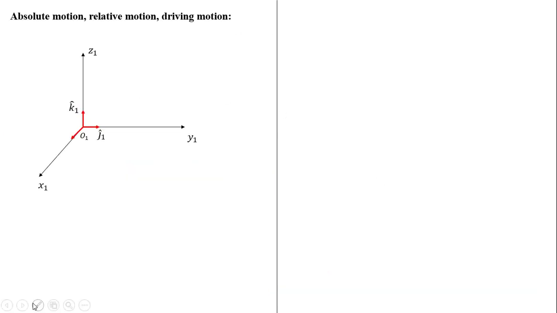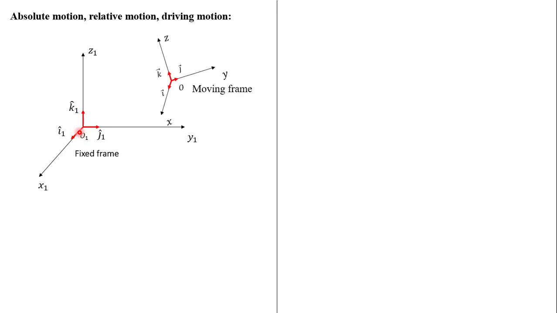Let's consider this frame at rest. So we have O1, X1, Y1, Z1, a frame which is at rest, it's not moving. We can say that this is a stationary frame. We can say that this is a frame at rest. Okay, and we have an observer at O1. So O1 is the origin of this frame, and we have an observer at O1. The base for this frame is I1, J1, and K1. We say that this is the fixed frame, or a frame at rest, or a stationary frame.